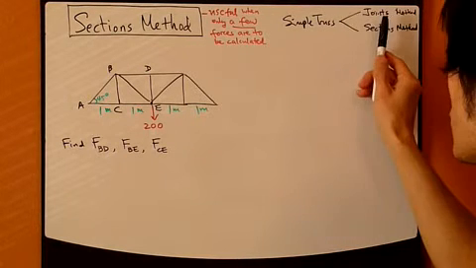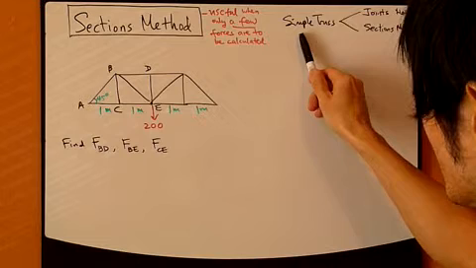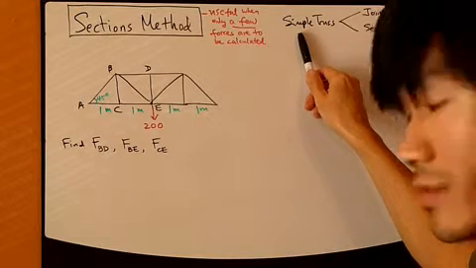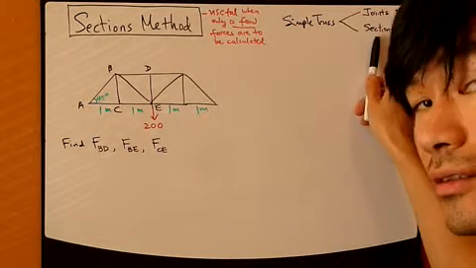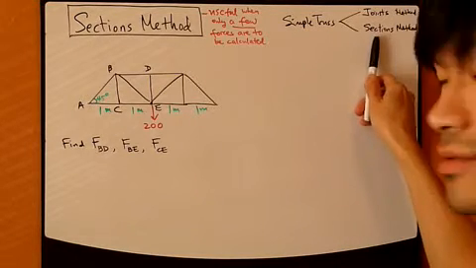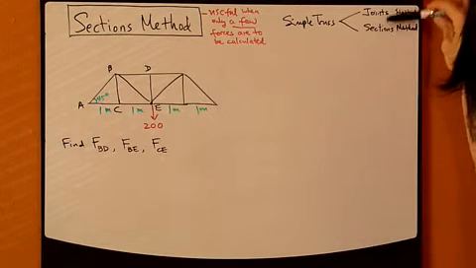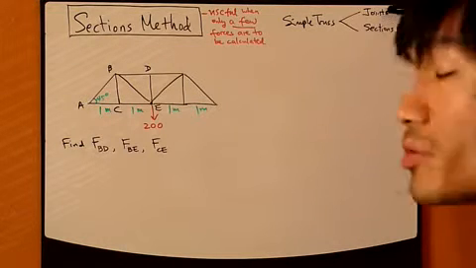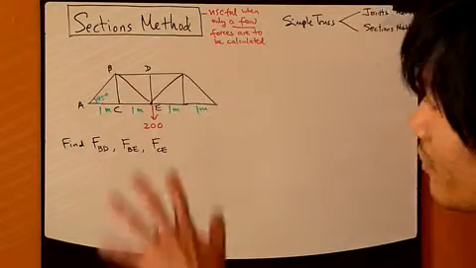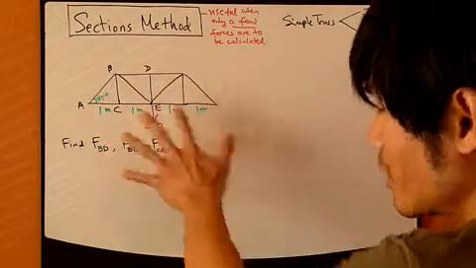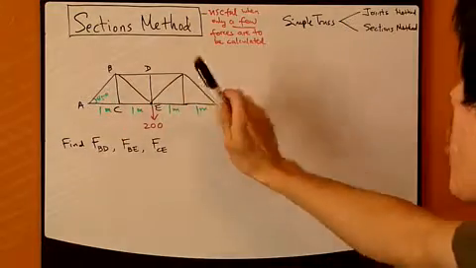Now we talked about the joint method to analyze simple trusses. Now, let's talk about the second method. It's called the sections method. Okay, and you can use either method to calculate the forces in a truss, the forces in a member.